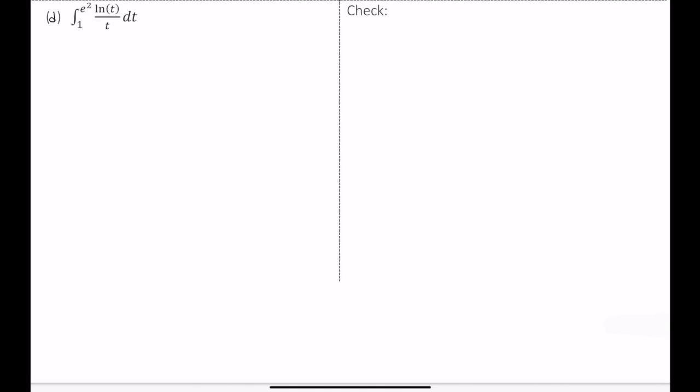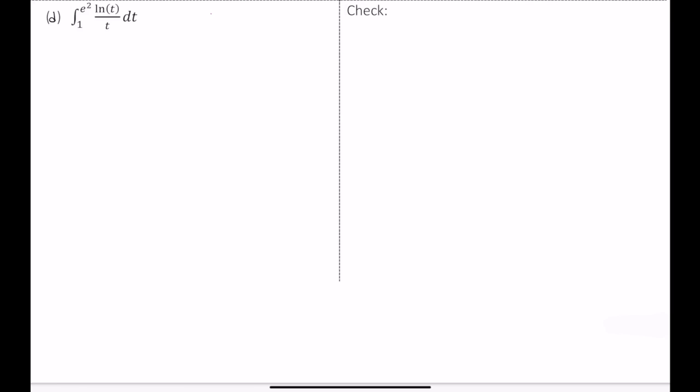Welcome. In this video, we are working with integration by substitution to evaluate the definite integral from 1 to e squared of the natural logarithm of t divided by t with respect to t. This one is a little tricky since it doesn't quite look like a substitution problem.